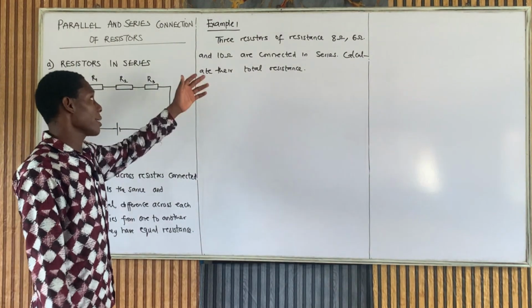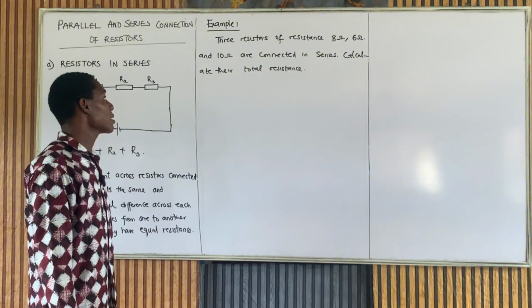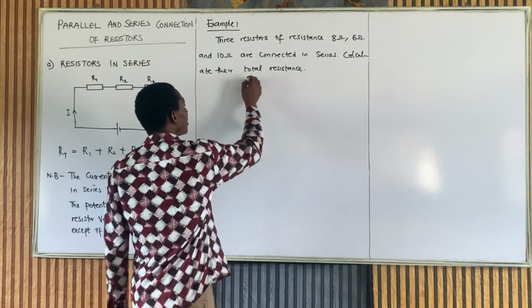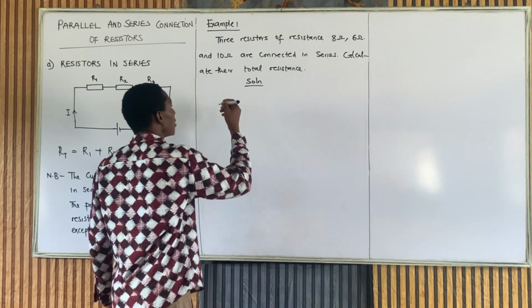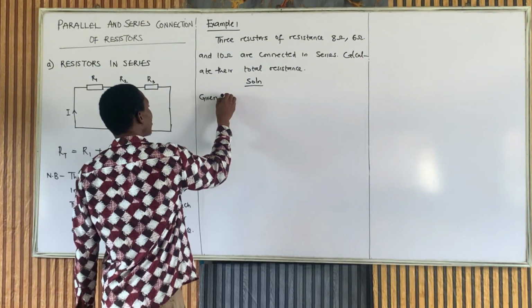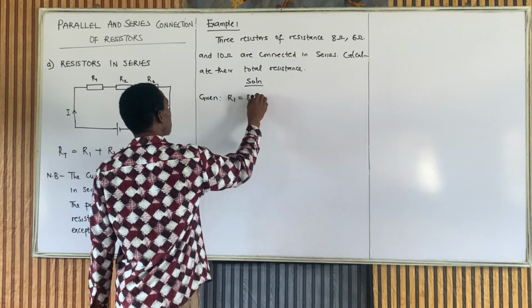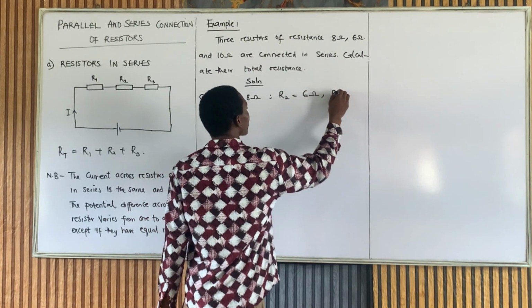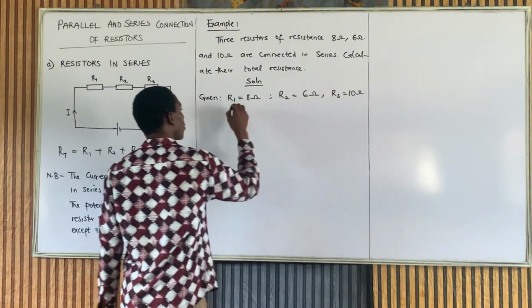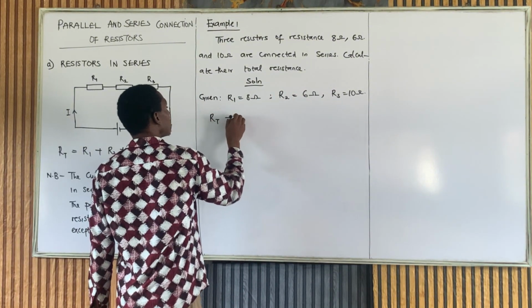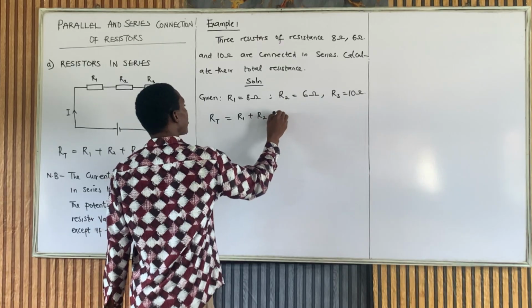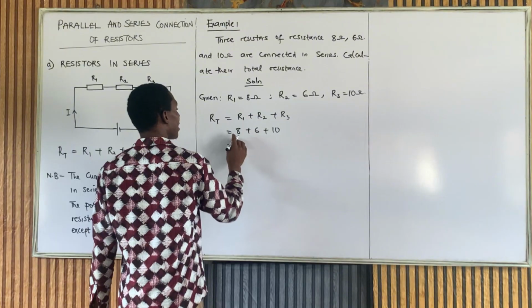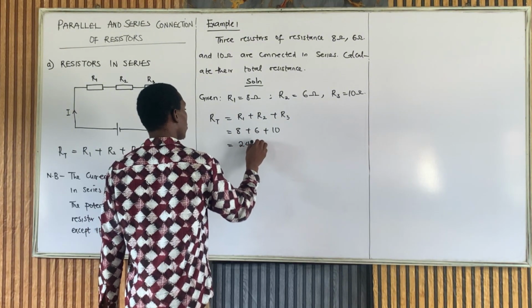Now let's take example 1. 3 resistors of resistance 8 ohms, 6 ohms, and 10 ohms are connected in series. Calculate their total resistance. At times we call it effective resistance, the same thing actually. So we are given R1 to be 8 ohms, R2 to be 6 ohms, and R3 to be 10 ohms. So total resistance is equal to R1 plus R2 plus R3, and that will be 8 plus 6 plus 10, which simply gives us 24 ohms.